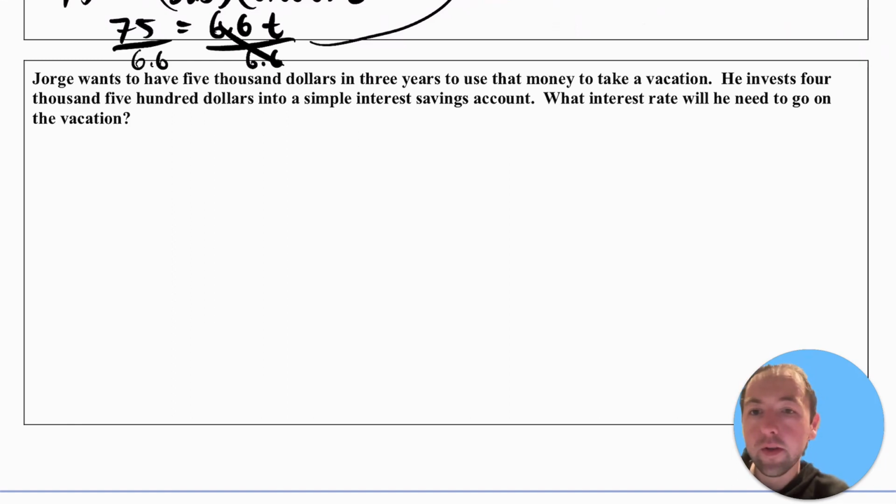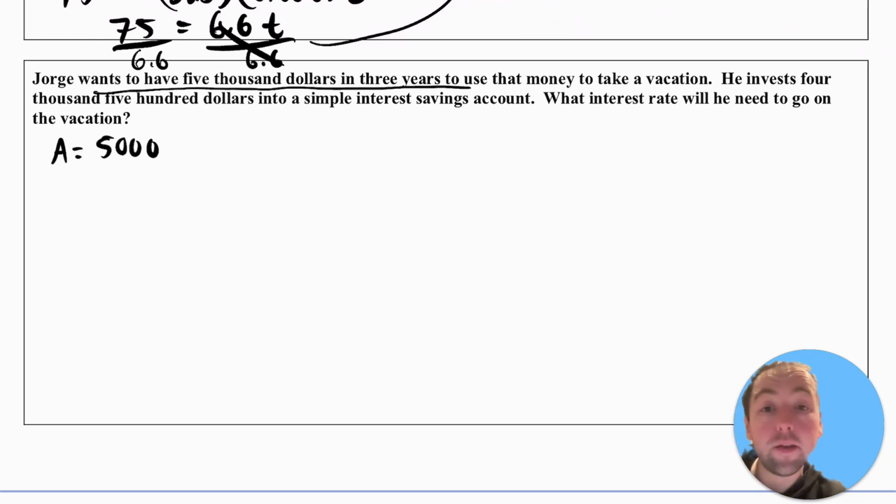He invests $4,500 into a simple interest savings account. What interest rate will he need to take the vacation? So we know he wants to have $5,000 in 3 years. That's going to be the amount that he wants in his account, and he wants it in 3 years' time.